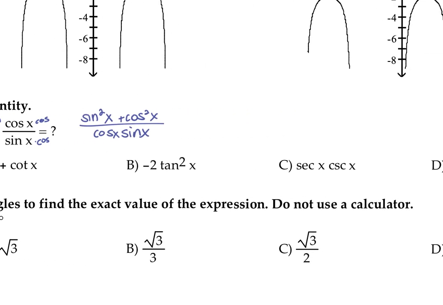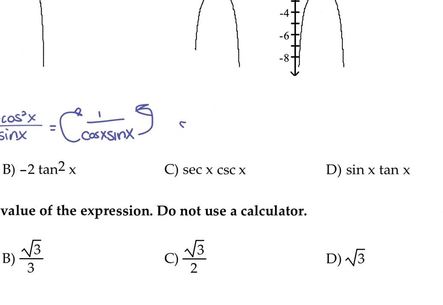So sine squared plus cosine squared is 1 according to the Pythagorean identities, and then I get 1 over cosine times sine. And when these come to the numerator, they become the reciprocal functions. So this would be secant x times cosecant x, and that is choice C.